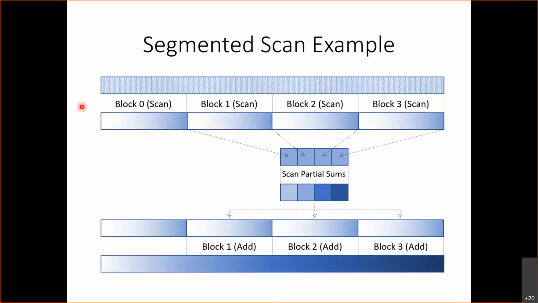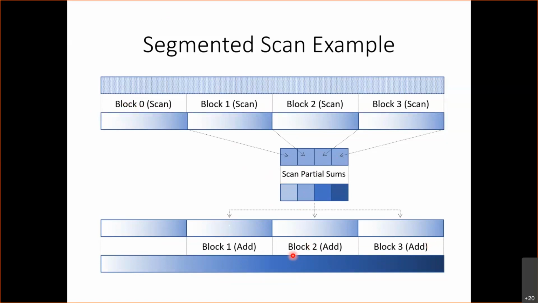So we do a local scan, and then we produce a partial sum for each block. We scan the partial sums, and then each block takes the partial sum of the previous blocks and adds it to its own elements. Notice here how block 0 is not going to add anything because block 0 doesn't have any blocks before it. But block 1 is going to add this partial sum here, which corresponds to the block 0 value. Block 2 is going to add this partial sum, etc.